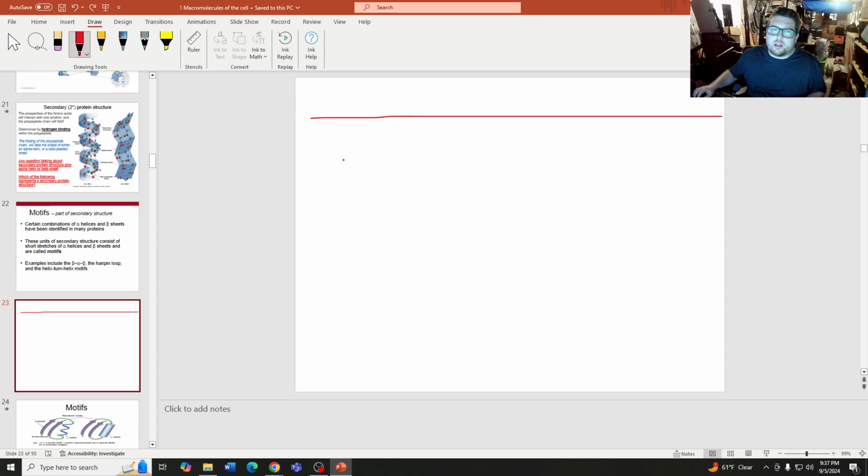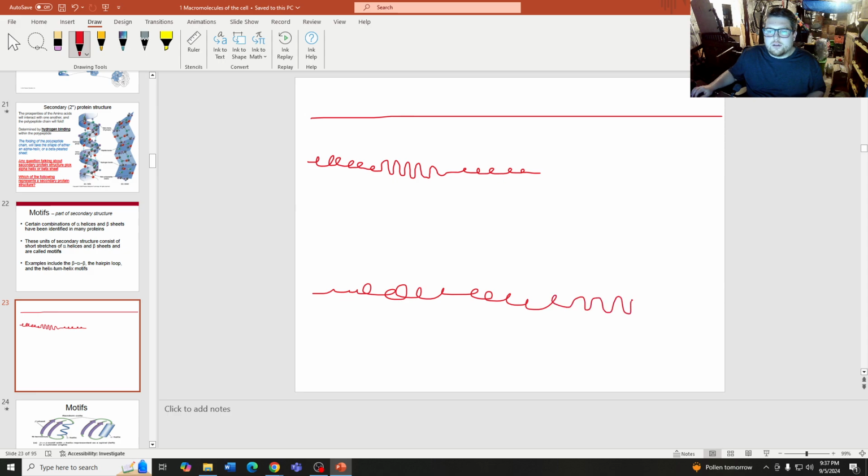So we say we have this polypeptide chain. Let's say this first part wants to make an alpha helix. Good. And then the next part, the way that the amino acids are, it wants to form a beta pleated sheet. And then the next part wants to form an alpha helix, just like that. Or you could have something like a super long alpha helix and then a beta pleated sheet, and then alpha helix, beta pleated sheet, like that. So you get multiple of the different shapes along one really long polypeptide chain.